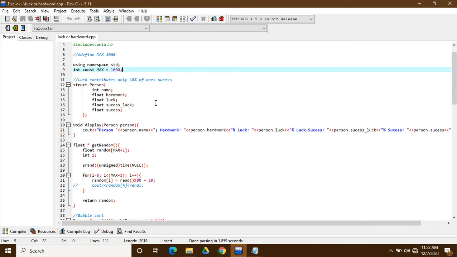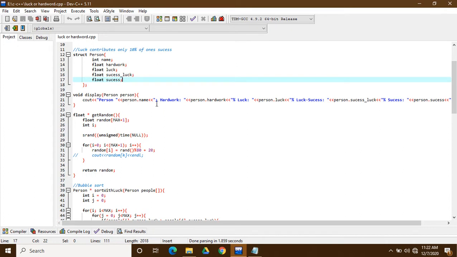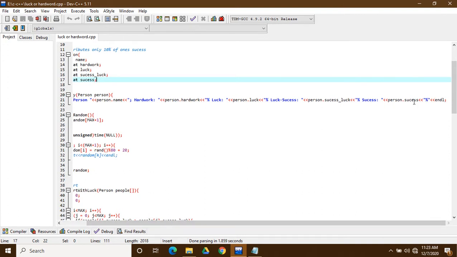I created a structure called person. It has a name, hard work, expressed as a percentage of how much a particular person has worked, and luck, also expressed as a percentage. Then there is success that includes luck, also expressed as a percentage, and then success which is only hard work related, where no luck is taken into account. Then I created a function called display, which displays the results: the person's name, hard work percentage, luck percentage, the success that has luck as an influence, and the person's success without luck, also in percentage.